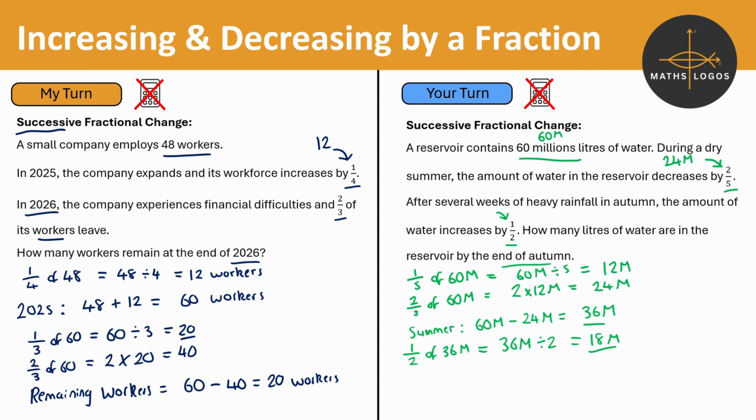Let's answer our question. How many litres of water are in the reservoir by the end of autumn? So we'll say end of autumn. And that's going to be equal to what there was at the end of summer, and then adding on the rainfall, which is half of the 36. And I do that calculation, and it gives me an answer of 54 million.